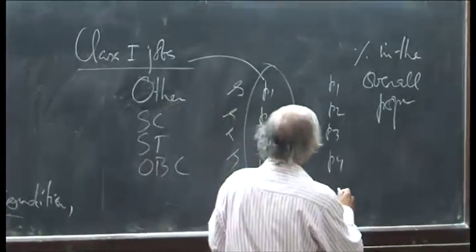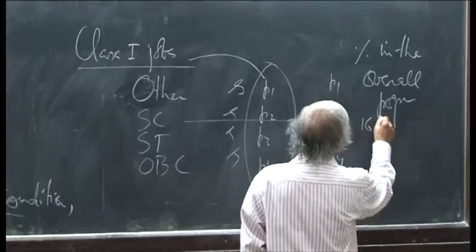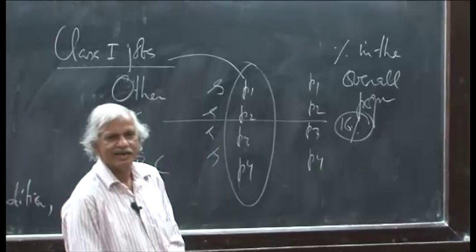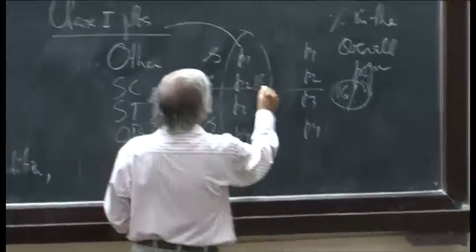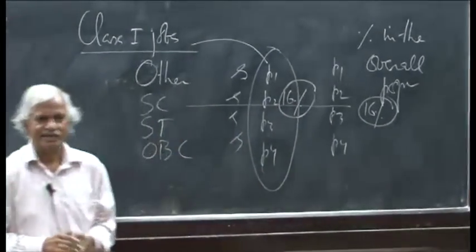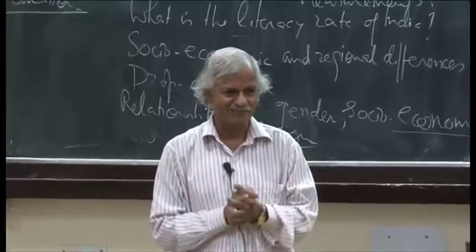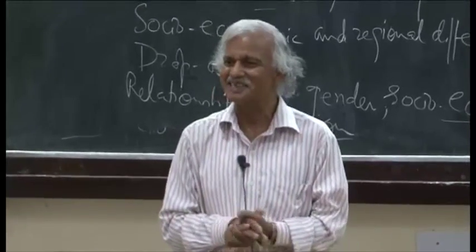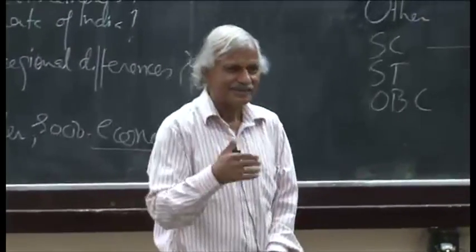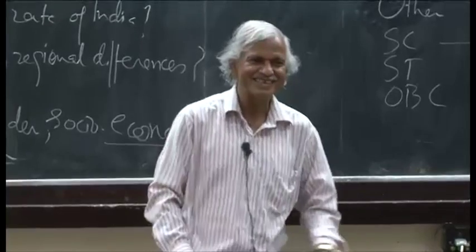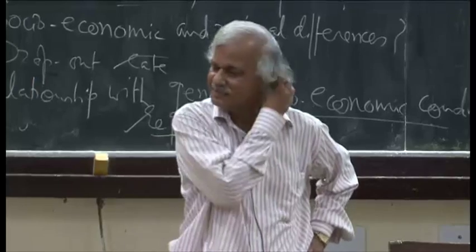So if P2 is 16% of India's population, and you can show that 16% of those in class 1 jobs are SC, then Ram Rajya has come. This is what the government approach means. Okay? Any managerial approach, government approach would be like this. It makes sense, yeah? It makes sense.